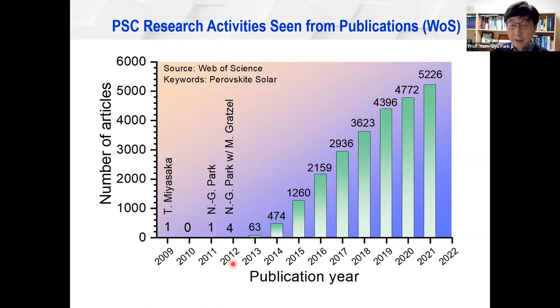publication. And then after our solid-state perovskite solar cell report with Professor Michael Gratzel, and also 2 months later, the Snaith group also reported a similar solid-state perovskite solar cell. And then the publications increased exponentially. As a result, we had more than 5,000 publications last year. And still the publications increase.